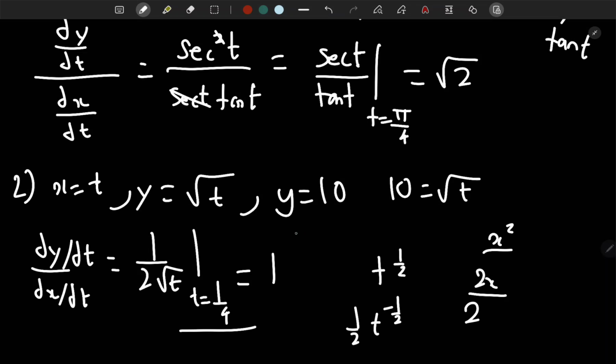Or they can give you x is equal to, let's say, 2 or 20. So you go back here, and here we have x is equal to t, so it's the same thing.